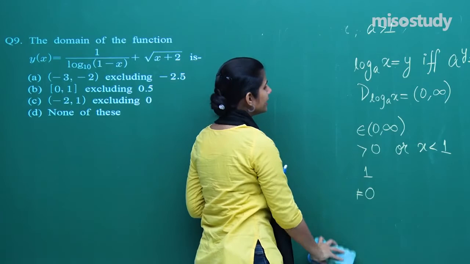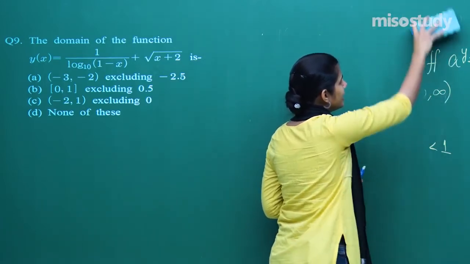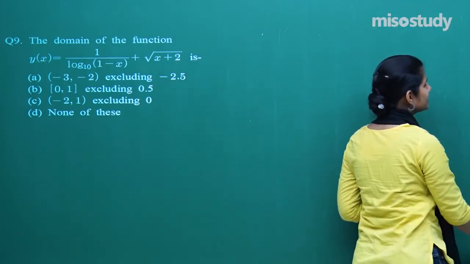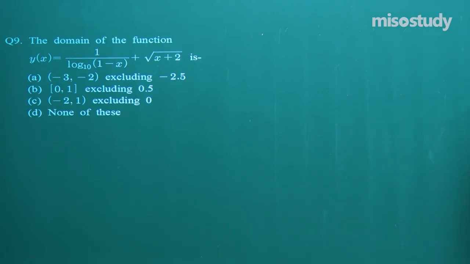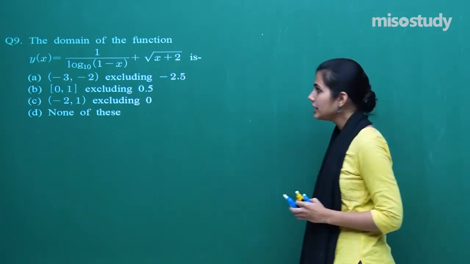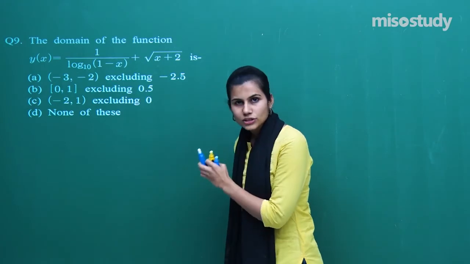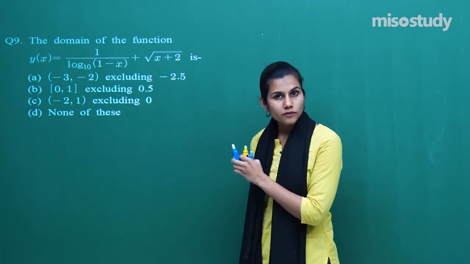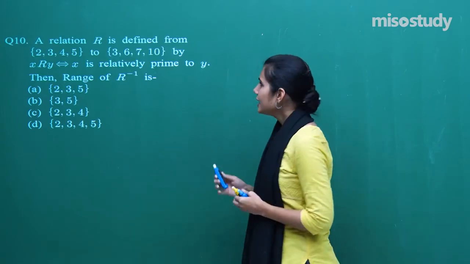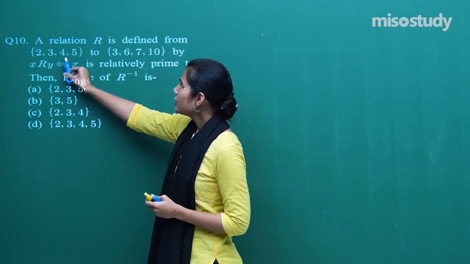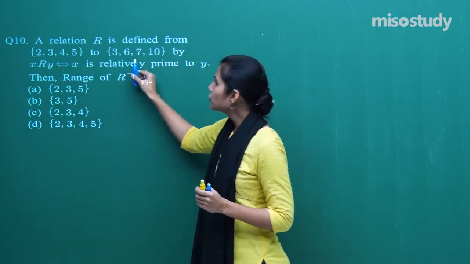Moving to the last question in the league, let's see what that decides to bring for us. But before that, mind it that your concepts about question number 9 are very, very clear. Until and unless you are aware about the behavior of the logarithmic function and the square root function, this question cannot be solved. Question number 10 again deals with relation. It says, if R is a relation from this set to this set.